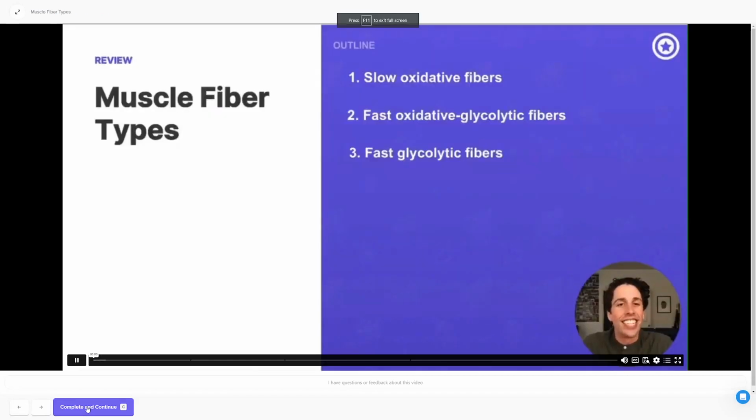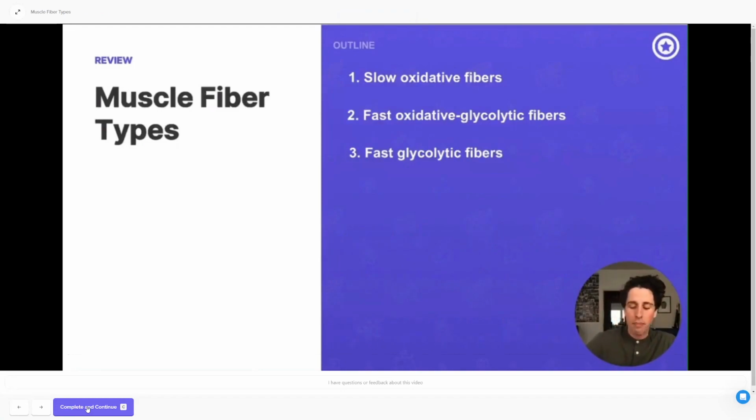Hey guys, it's Lance, and today we are going to be talking about types of muscle fibers. So let's go ahead and talk about those. Those three are going to be slow oxidative fibers, fast oxidative glycolytic fibers, and fast glycolytic fibers. So let's go ahead and dive into each one of these so we can better understand the main characteristics of each one of these types.